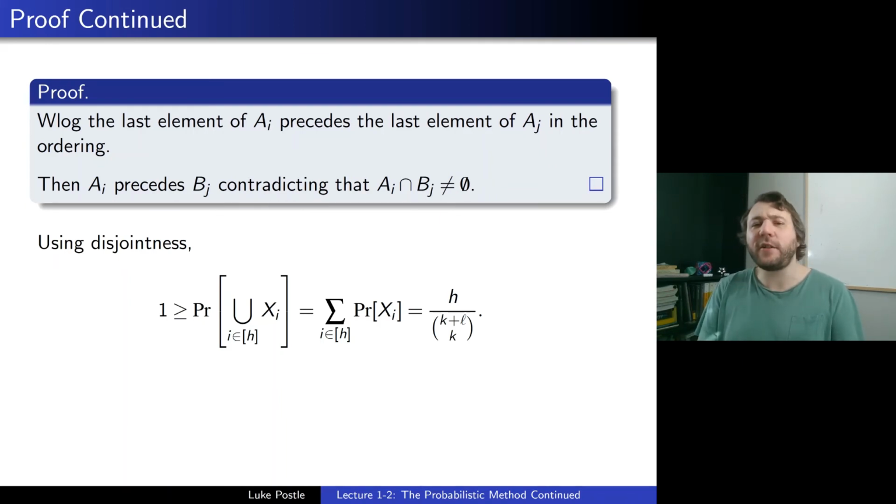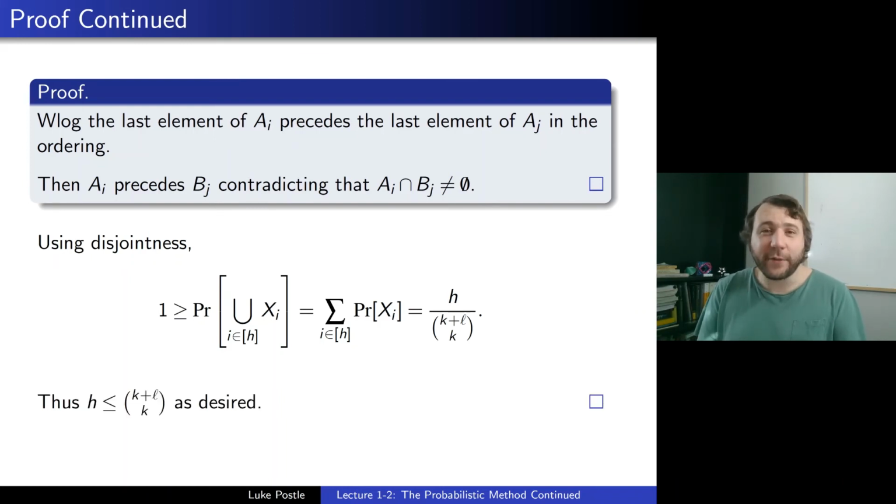We calculated all of them, they were all the same, they were all (k+L choose k)^-1. And how many events are there? There are h in that sum, so you get h over (k+L choose k). So if you rewrite that inequality, you find that h is at most (k+L choose k) as desired, completing the proof.